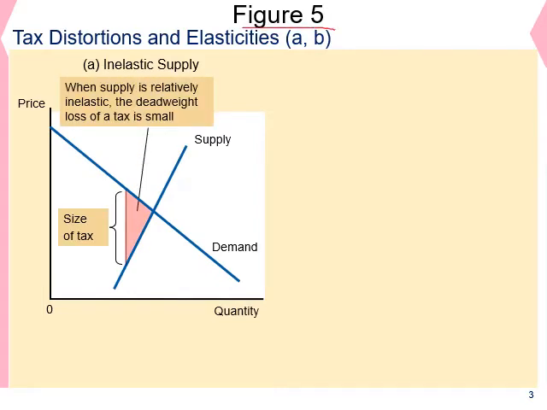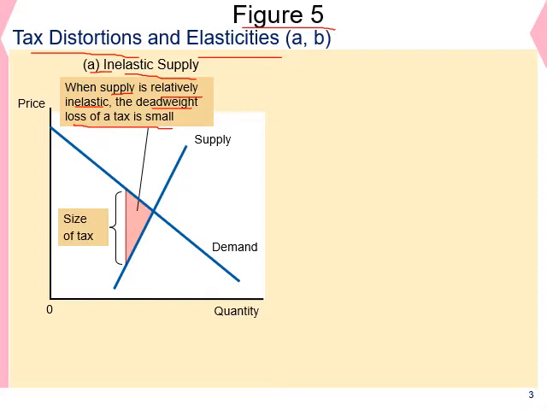Figure 5 shows the tax distortion and elasticity. Panel A is about inelastic supply. When the supply curve is relatively inelastic, the deadweight loss of a tax is smaller.